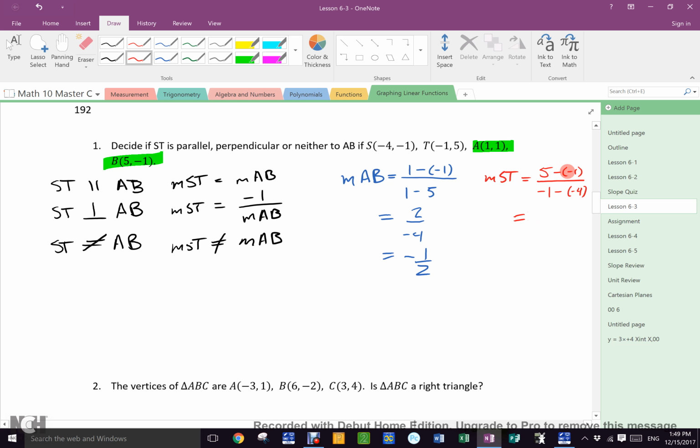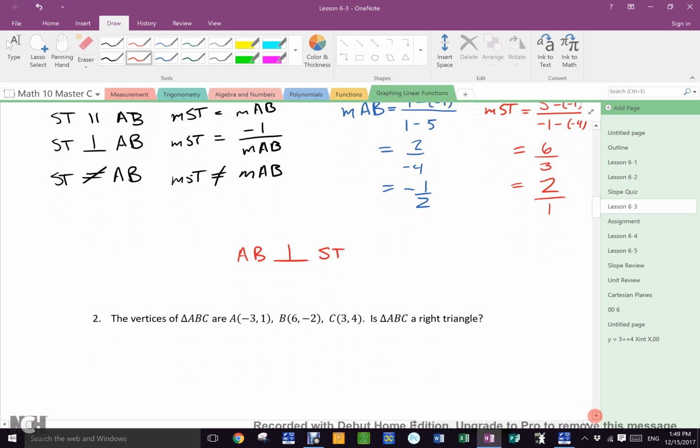What is 5 minus 1? 6. What's negative 1 minus 4? 3. What's 6 divided by 3? Positive 2. What's positive 2 really? Positive 2 over 1. Are those negative reciprocals? So what are AB and ST? AB, ST, and the symbol for perpendicular goes in the middle. Is everybody good?